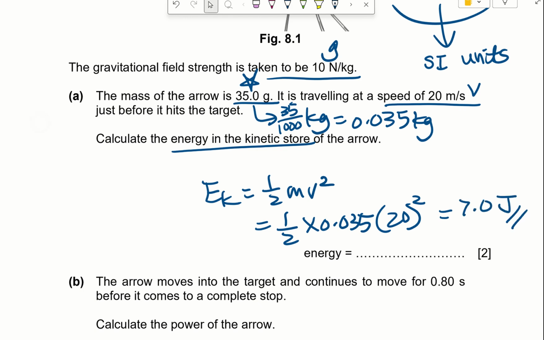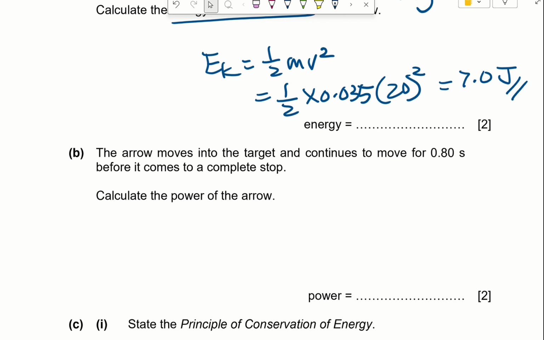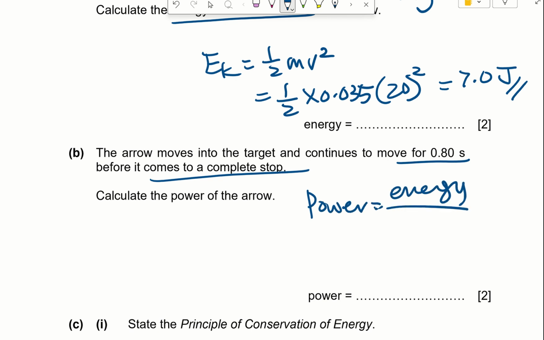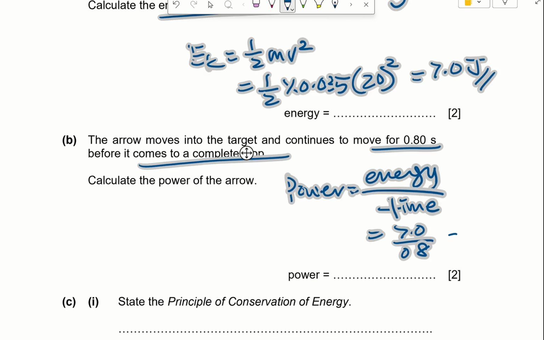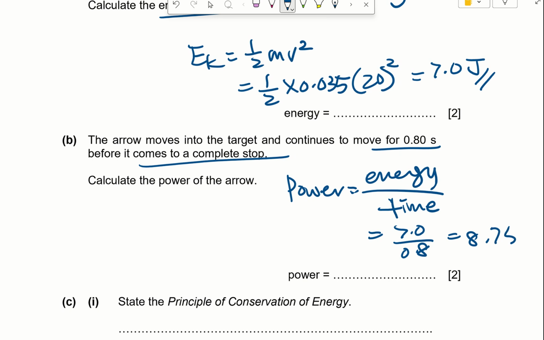Okay, so simple. The arrow moves into the target and continues to move for 0.8 seconds before it comes to a complete stop. So calculate the power of the arrow. Okay, now power equals energy over time. So they want us to calculate power. We have the energy from previous, so it is 7 joules over time, which is 0.8 seconds. Okay, so it is 8.75 watts.